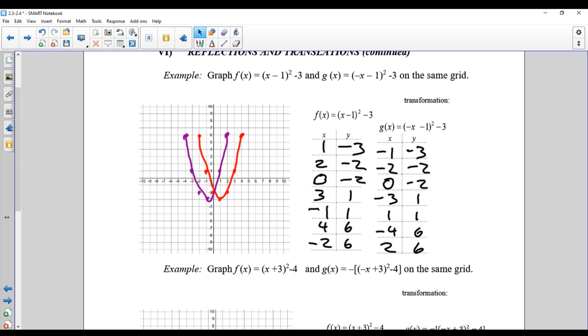I made a mistake somewhere. 1, 1. 1, 1 is here. I'm looking at the wrong side. Yeah, 1, 1 is there. And minus 4, 6 is right there. And 2, 6 is right there. So it's all there. Okay, we're good. All right, hopefully that makes sense. Let's move on. Last one.